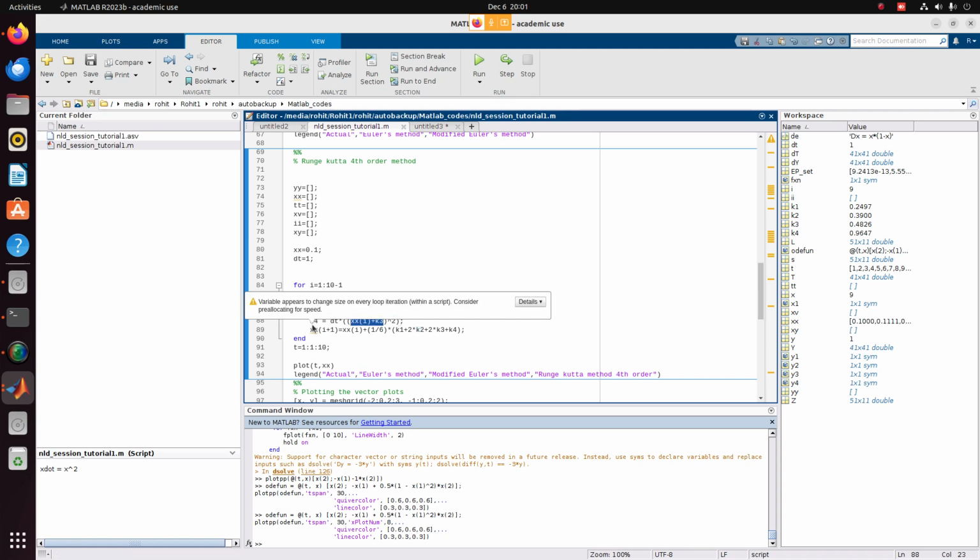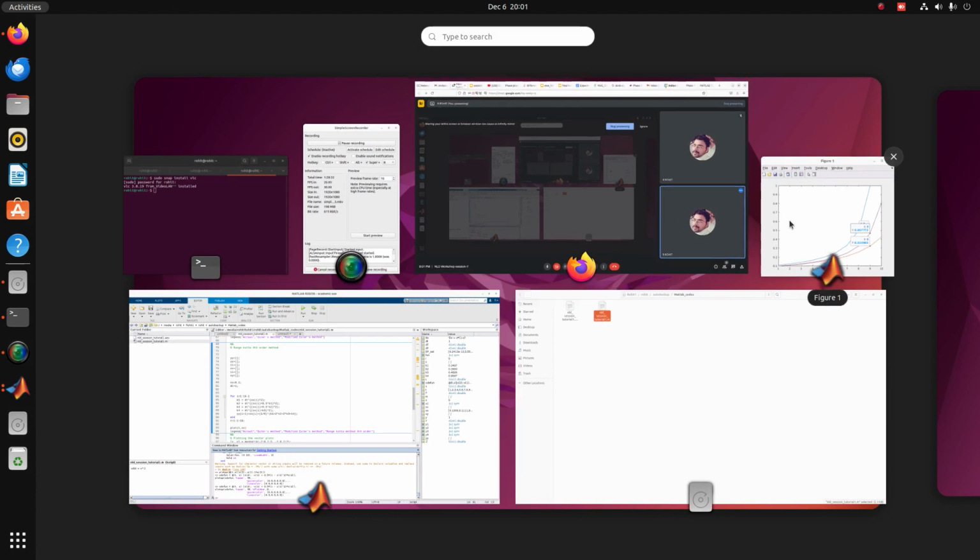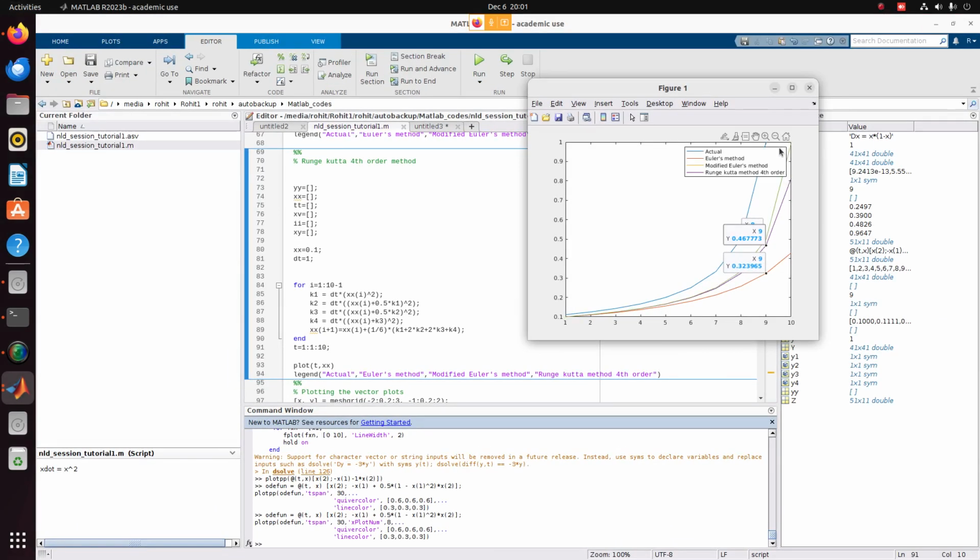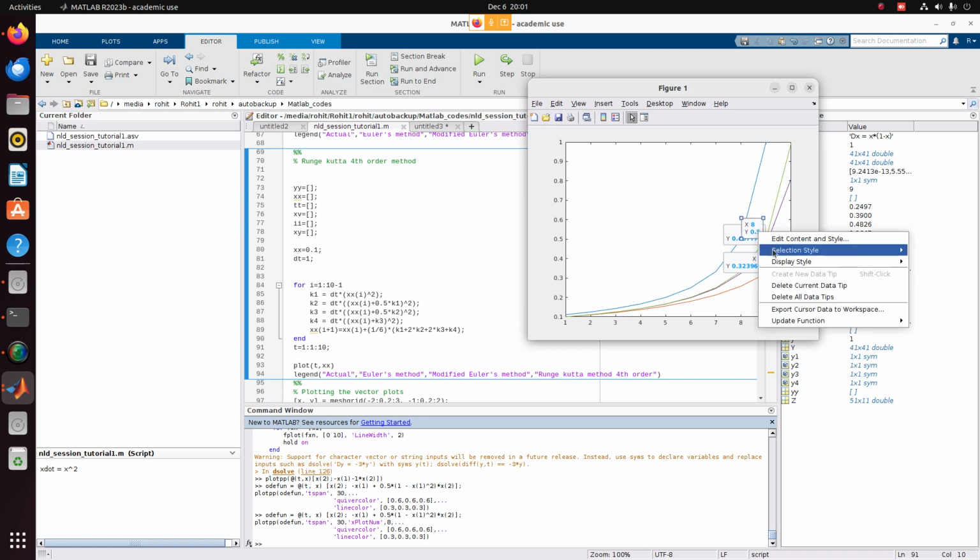So the final solution x_{n+1} will be x_n plus 1 by 6th of K1 plus 2K2 plus 2K3 plus K4. You can put it into a for loop, and for different values of t you can get different values of x in the next steps. And if you plot that, yeah, you can see that, one second, this is at the end we have plotted, so this is not properly coming.